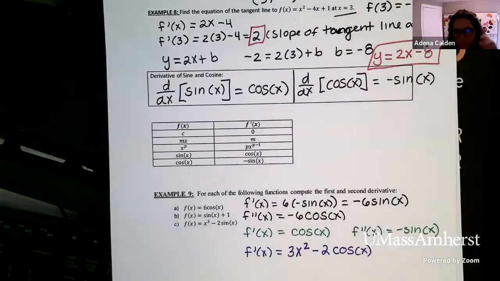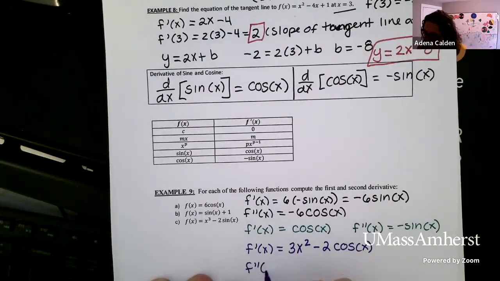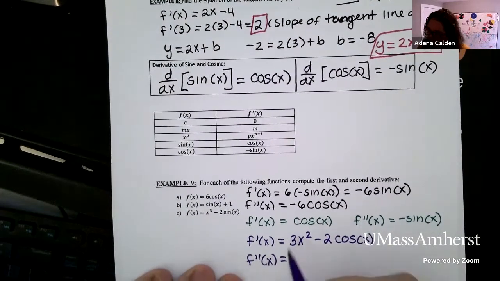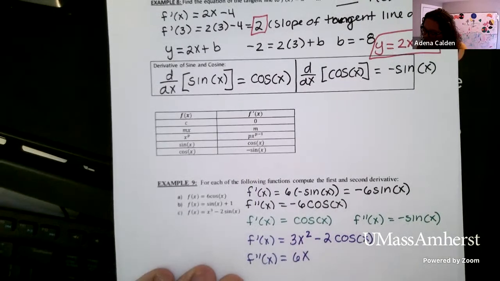So I have 3x squared minus 2 cosine x. Now for the second derivative, we start with the first term, the derivative of 3x squared is 6x. And now here, I know that cosine is going to turn into negative sine.